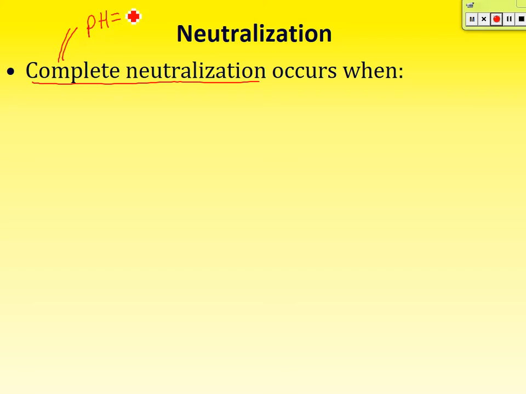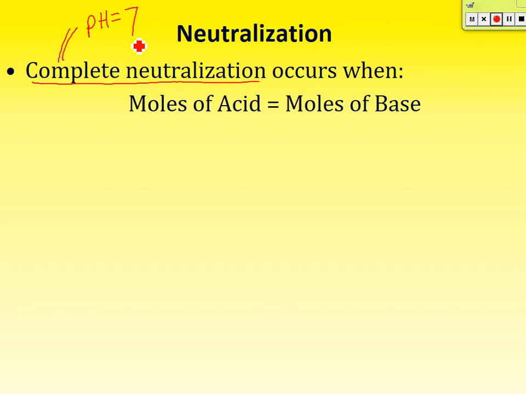Was 7. Okay, so we need to know when the pH of that solution is going to be 7. Well, here's when that happens. Complete neutralization occurs when moles of the acid equals the moles of the base. So if you spilt 5 moles of acid, how could you completely neutralize that? The same number of moles of base. So if you spilt 5 moles of acid, you'd want to put 5 moles of the base on.